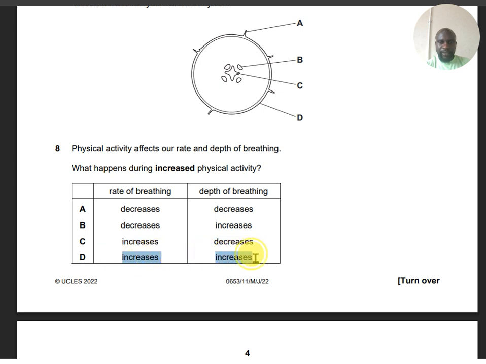Because take a look at the scenario: soon after running, the person will have a higher rate of breathing, and the depth of breathing will increase. Right. All right, moving on to number 9.